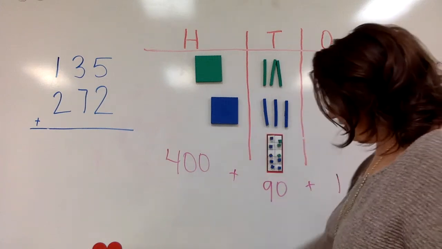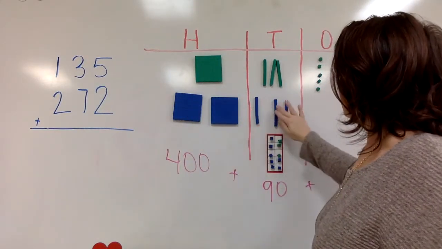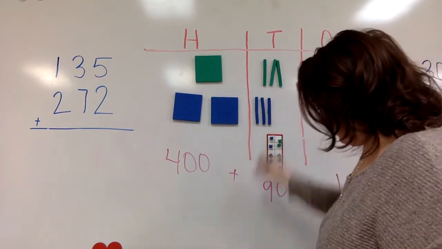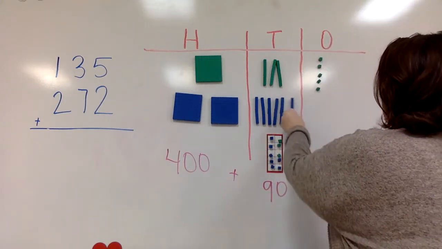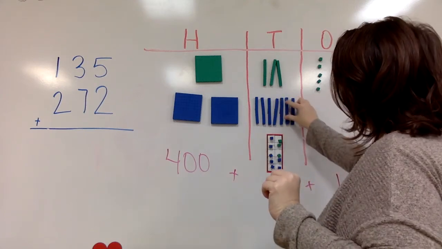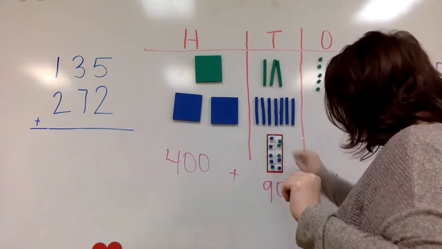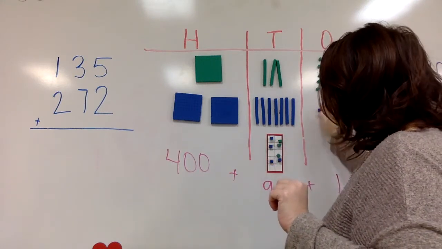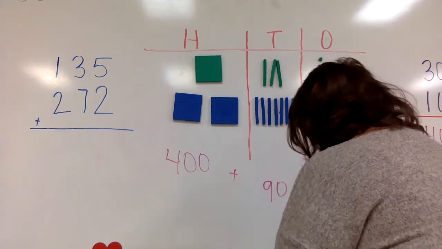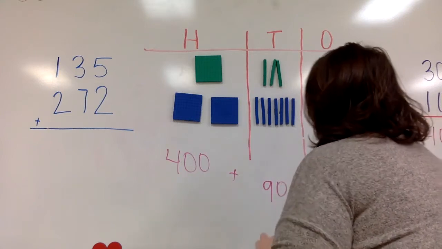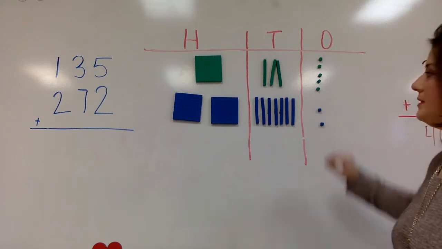Okay, now we got to get the 272. How many hundreds? 2 hundreds. How many tens? 10, 20, 30, 40, 50, 60, 70. Okay, and then our ones. Got to have 2. Oh, they're falling. 2 of them. Okay, let me take this little guy down and erase this. Okay, so now we have our new problem set up.